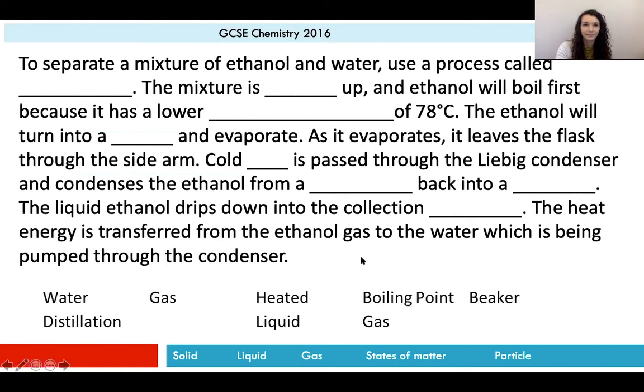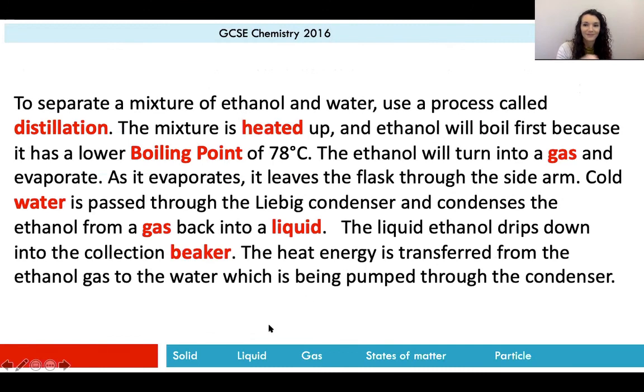Well done. So here is the paragraph. I will read it out for you and I will put in the correct words. What you can do is give yourself a tick for all of the words that you put in the correct place. If you need to pause the video at any point just to give yourself a little correction, then that's fine.